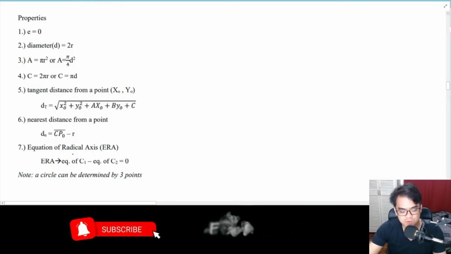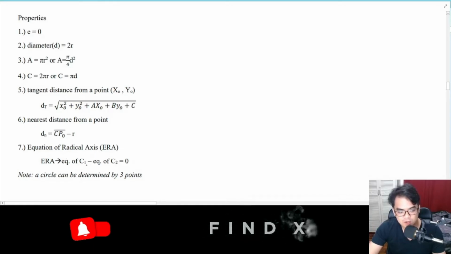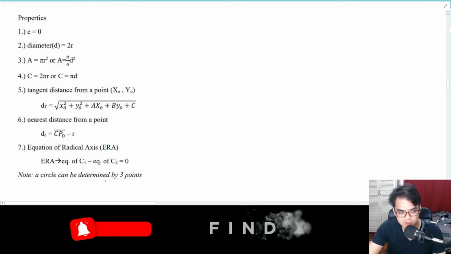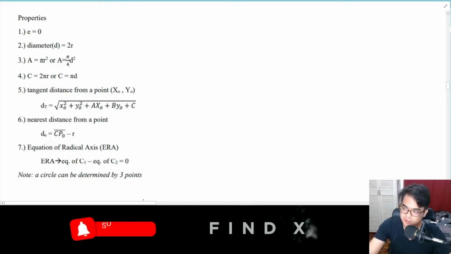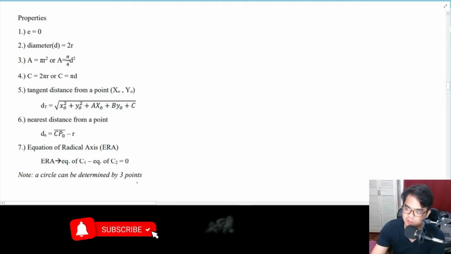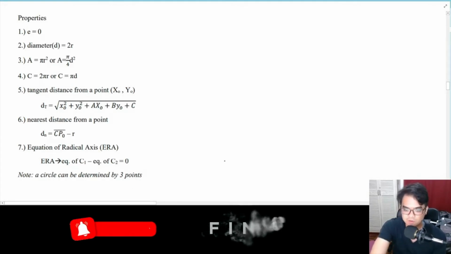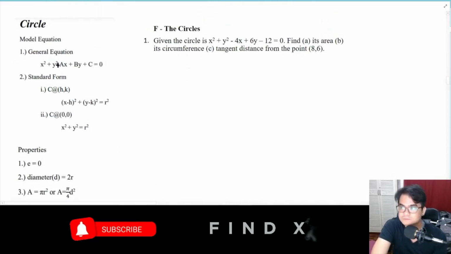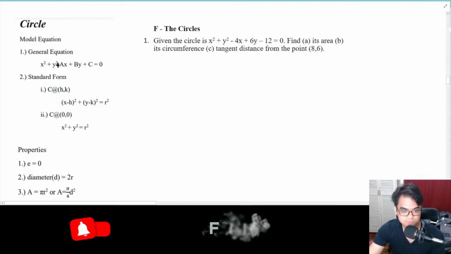And then the equation of the radical axis: the equation of the first circle, C1, minus the equation of the second circle, and then equate it to 0. We also have a note here that a circle can be determined if 3 points are given. If there are 3 points given, you can already determine the circle or draw the circle. Okay, so let's answer this one.